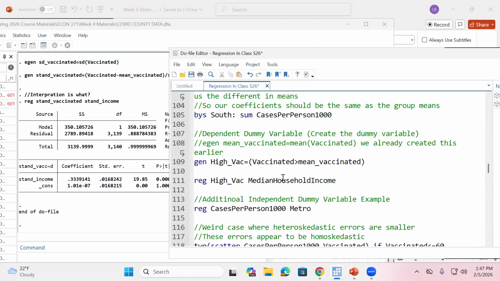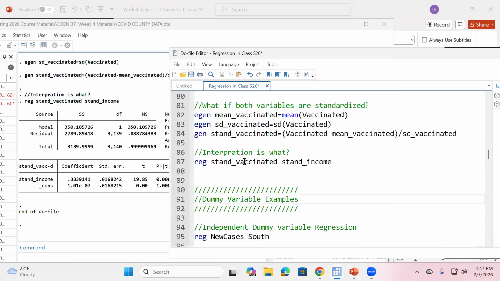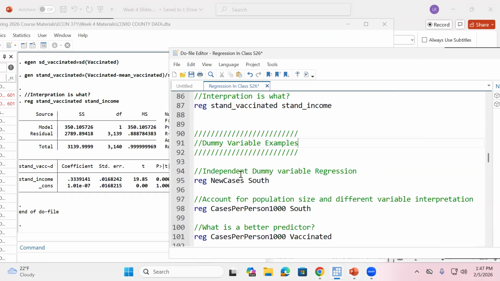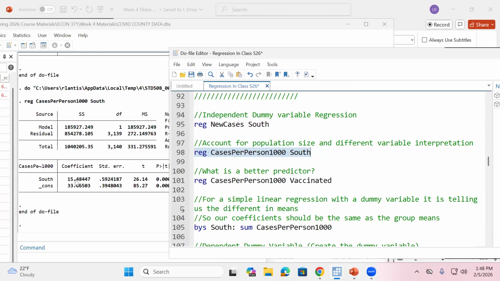And since we already had this open, where did we leave off? We left off right here, right? So I'm going to look at my dummy variable examples. I'm going to come down here and simply run this regression. So once again, this is the number of cases per 1,000 people and a dummy variable for whether or not the county was considered in the South or not. I forget what states this included, but you know, Alabama, Florida, whatever the group was. So if I run this regression, I get my slope and my intercept coefficient.